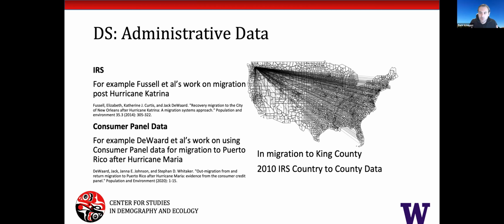So I want to talk about two core cases that I think are pretty neat. One is Fussell et al.'s work on migration post-Hurricane Katrina, where they used the IRS data to estimate the recovery and movement in the following years. And then more recent work using the consumer panel data by Dewart et al., which looks at the return migration to Puerto Rico based on people's credit card usage. So, certainly going to have similar problems to online data. It's going to be wealthier people, but still a pretty cool source.